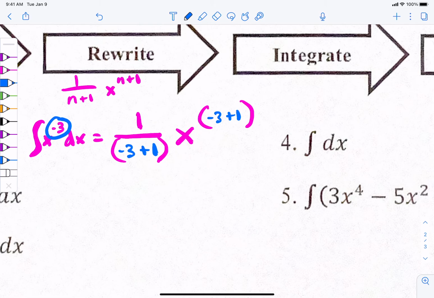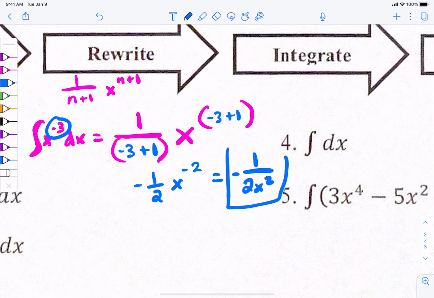Okay, cool. So this guy, what is 1 over negative 3 plus 1? What is negative 3 plus 1? Negative 2. I'm going to put the negative out in front, so I'm going to make this negative 1/2, x to the negative 2 power, but now I want to make him positive. Why? Because I want to fix him. So just put negative 1 over 2x squared. I'm going to put the 2 back down in the bottom. And this is my antiderivative, except plus c. Don't forget your plus c's.